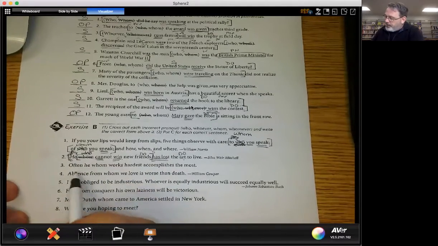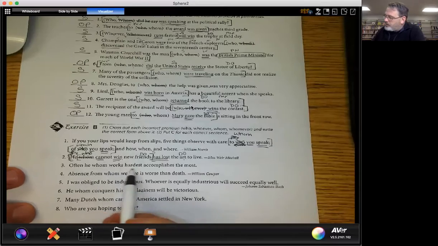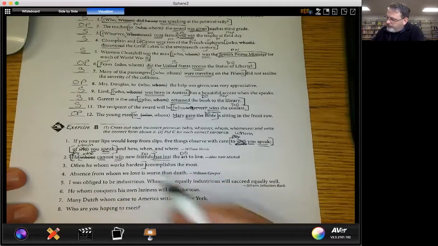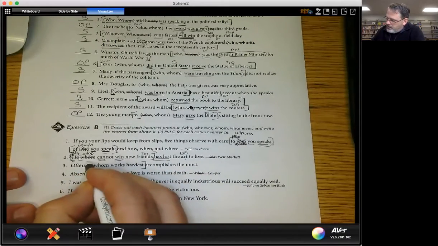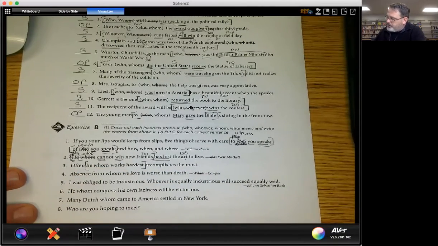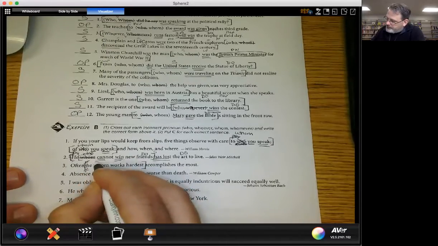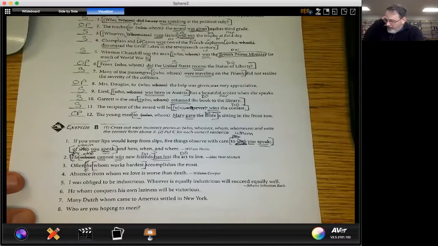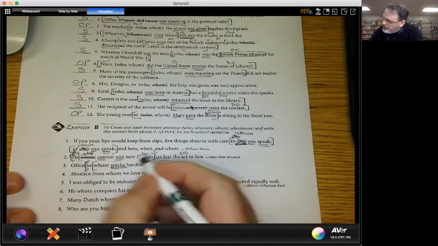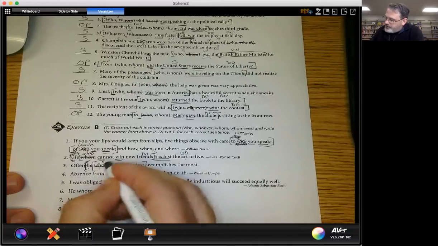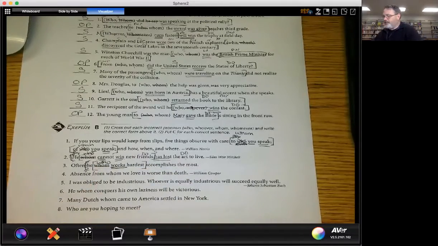The next one, number 3. Often, he whom works hardest accomplishes the most. So the clause, he whom works hardest, well, it already feels wrong. Often he, I did it again. Who works hardest? Works is the verb. That's the subject. So again, it has to be nominative case. So we do that.